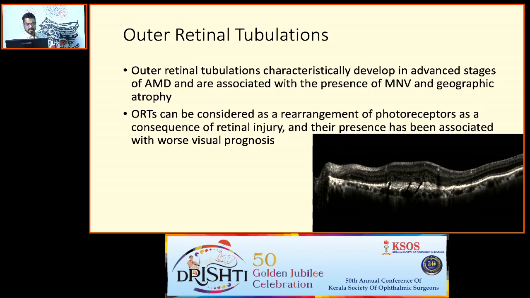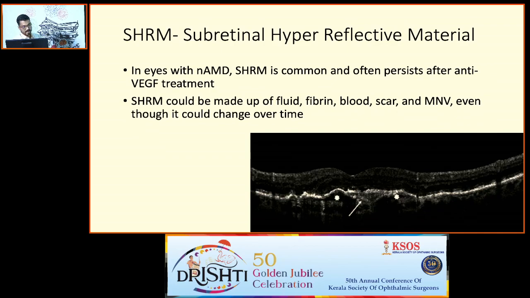So they can be considered as a rearrangement of photoreceptors as a consequence of injury, and their presence has been associated with worse visual prognosis. Then there is subretinal hyperreflective material, which is also an indicator of poor prognosis. It is common and often persists after anti-VEGF treatment. It may not resolve even after anti-VEGF treatment. It could be made up of fluid, fibrin, blood, scar, and neovascularization, even though it could change over time.